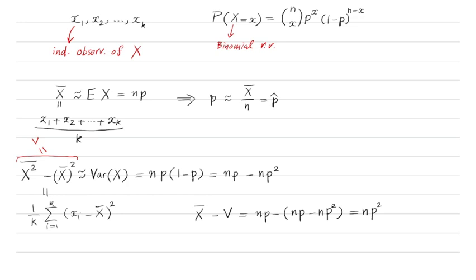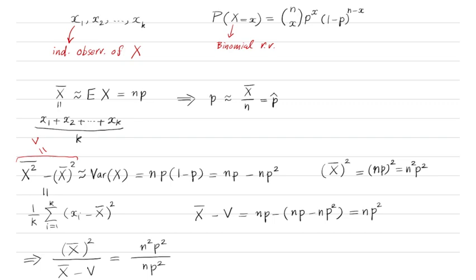On the other hand, x bar, the whole thing squared, is approximately equal to np squared, which is n squared p squared. Now if we divide these two, we get n. So now an estimate for n is going to be x bar squared divided by x bar minus v. This is approximately equal to n squared p squared over np squared, which is n.